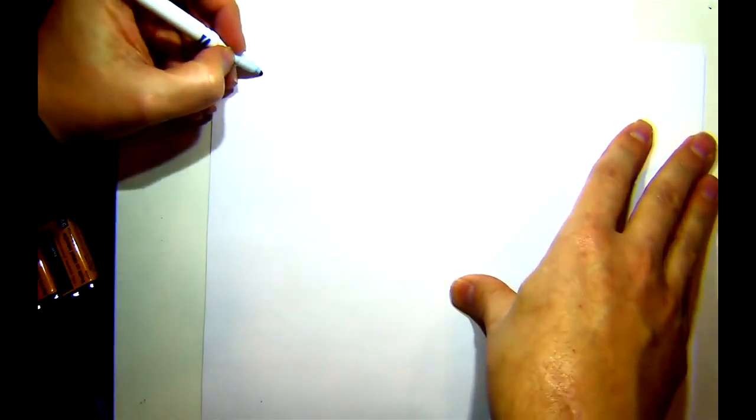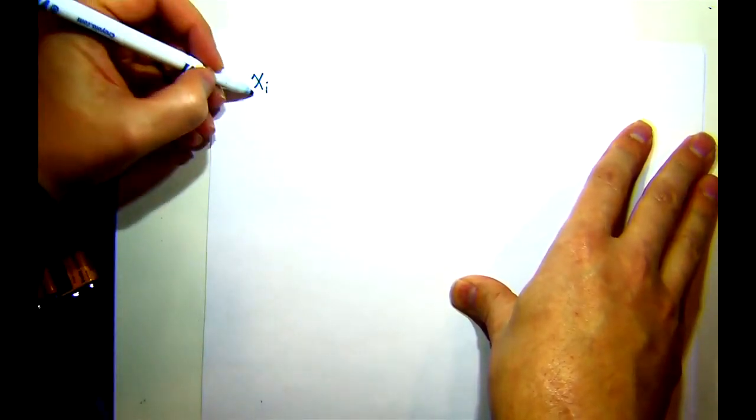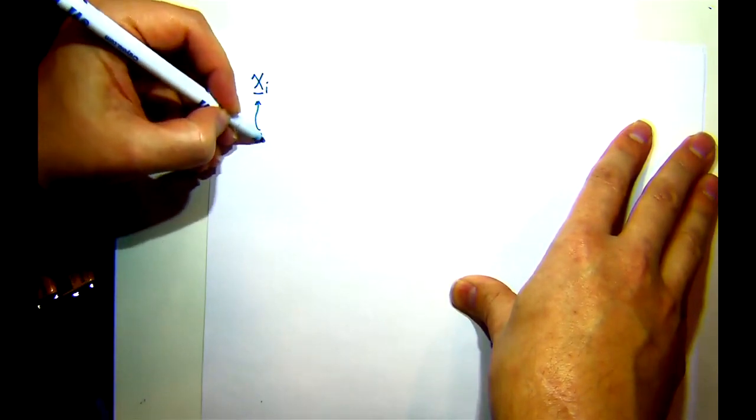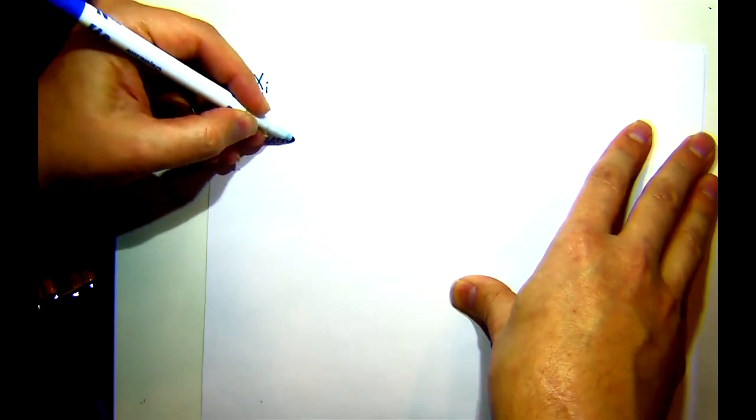So let's go to a new page. So we want to look at what our x_i actually is. So our x_i is some vector, and this is some observed value.